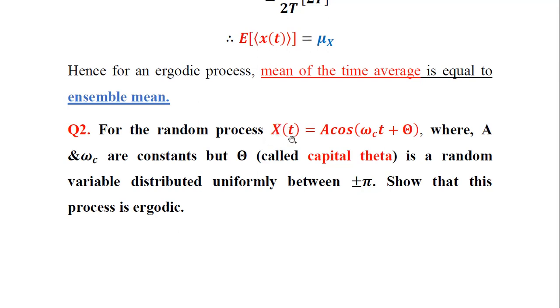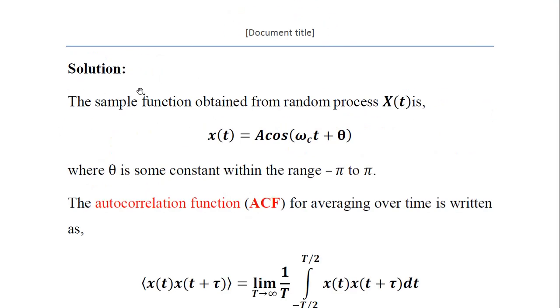So we have to prove that X(t) is an ergodic random process, if A and ωc are constants and Θ is a random variable which is distributed uniformly between −π and +π. So this is the question at hand here. The solution for this: the sample function, that is x(t), is obtained from the random process X(t) as follows.